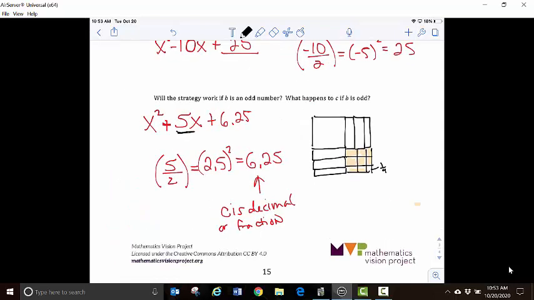What you needed to get out of today is that half of the middle number, half of b, squared, will complete your square. Okay, half of b times itself will complete your square.